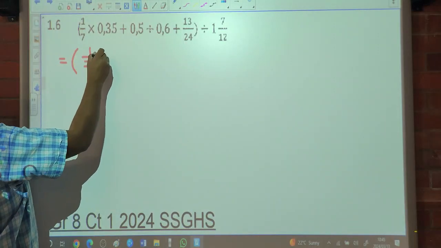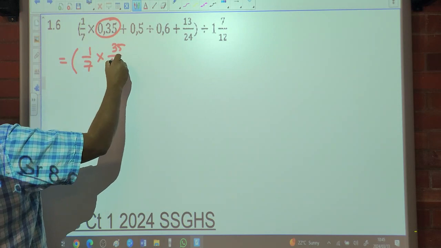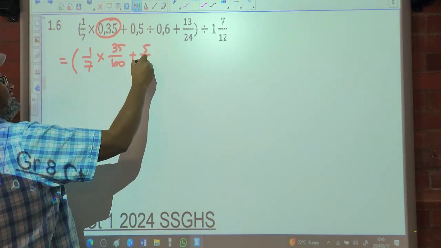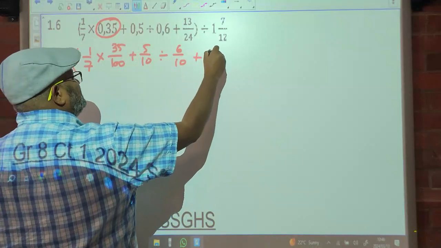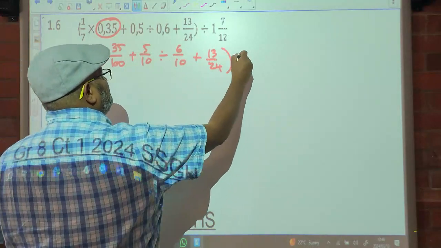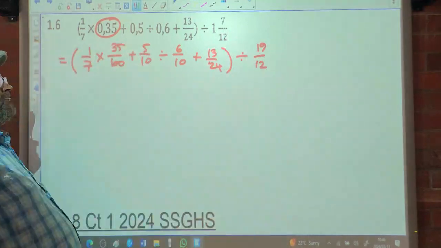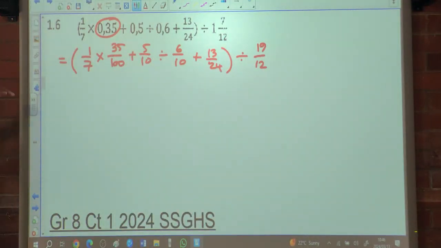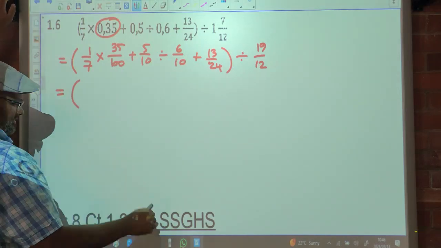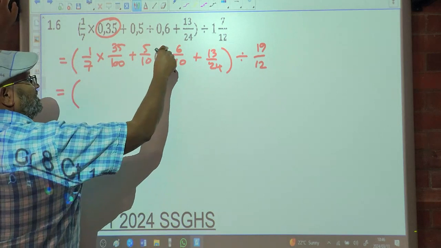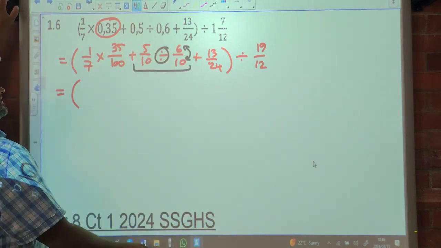1 over 7 multiplied by, now that is, 35 over 100 plus 5 over 10, divided by 6 over 10 plus 13 over 24. It must be divided by 19 over 12. Okay. What I'm going to do is simplify before I do anything else. Also, I'm going to change that to improper fractions.